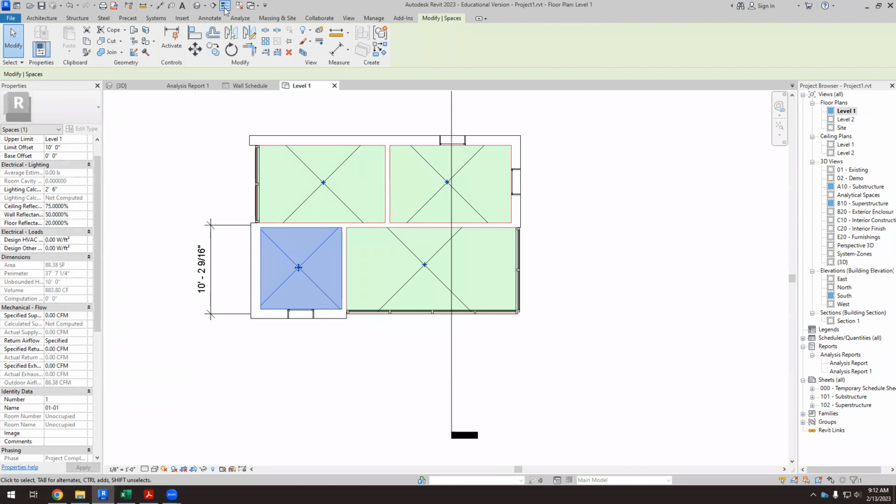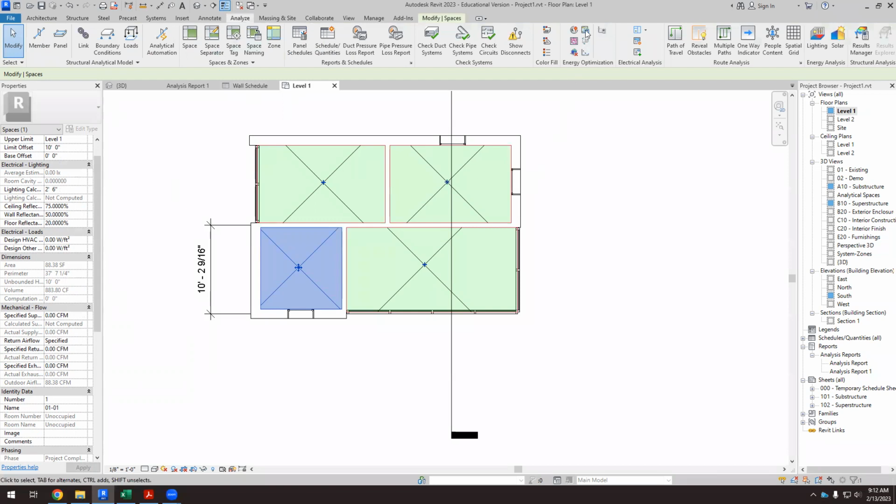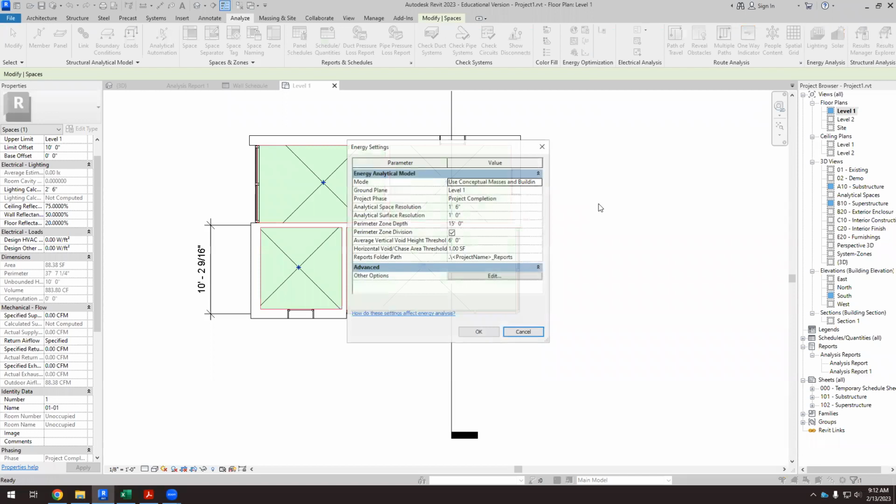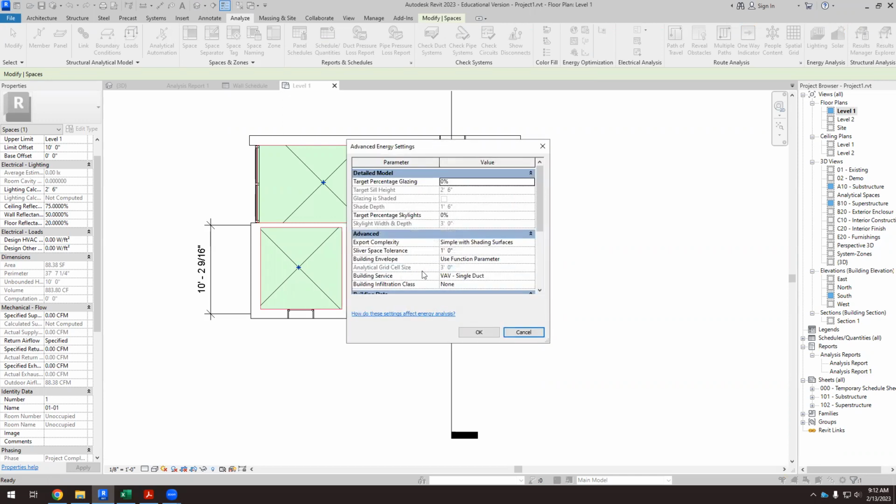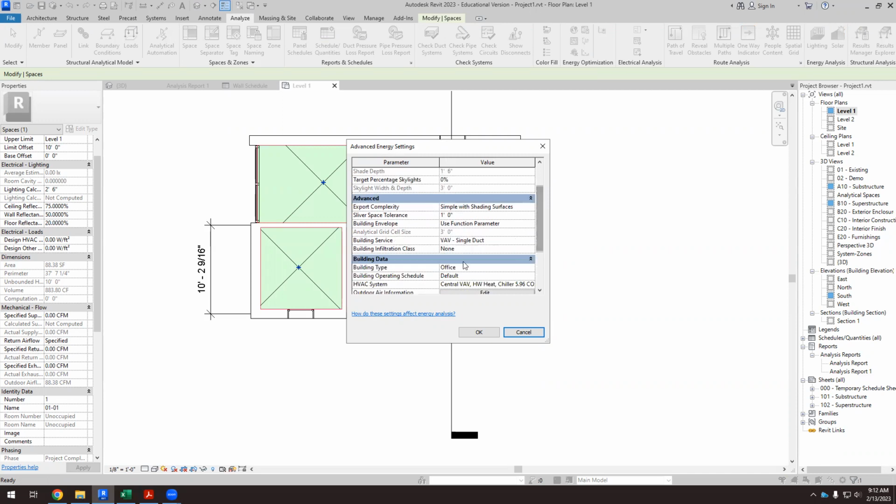Can we specify that? In Analyze, there's another way to specify this, which is the energy settings. So in energy settings, I haven't touched this. So I have used the default values, okay? But here in advanced options, I can specify the building service, the building infiltration, and different things here. Okay, so here the building service, this is what Revit has considered, a variable air volume system with a single duct.